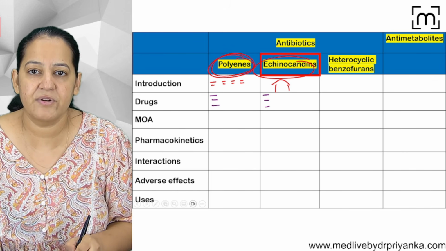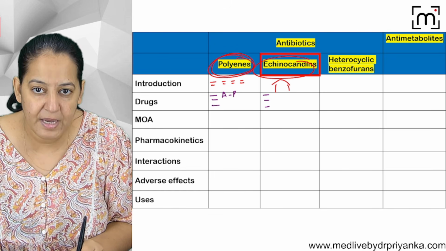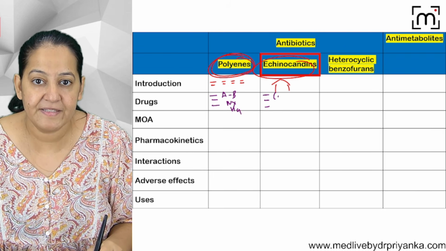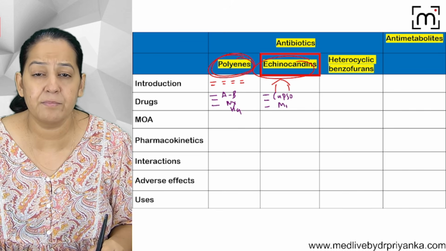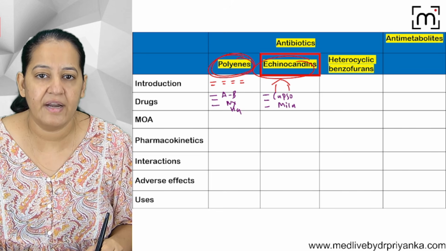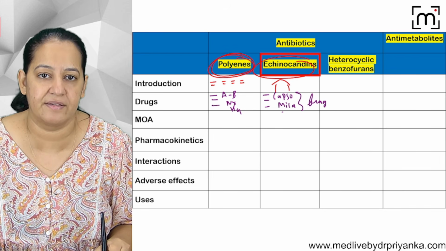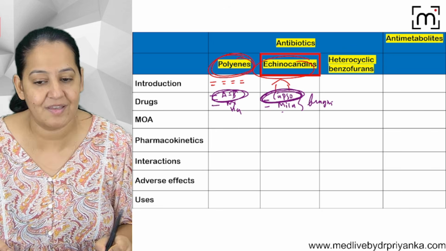Yes. The name of the drugs here is amphotericin B. The main prototype drug here is amphotericin B. But we also have Nystatin and Hamycin. Here the main drug is Caspofungin. But we have other fungins also. What were the other fungins? Micafungin and one more fungin. So all those fungins are there. Here the prototype is amphotericin B. Here the prototype is Caspofungin.